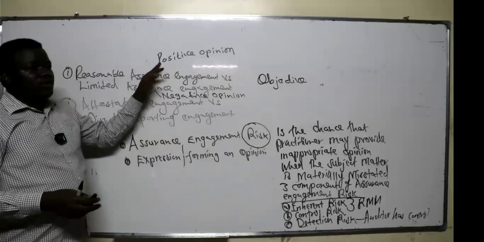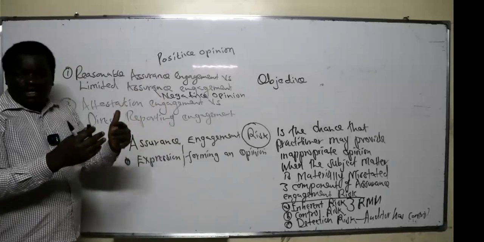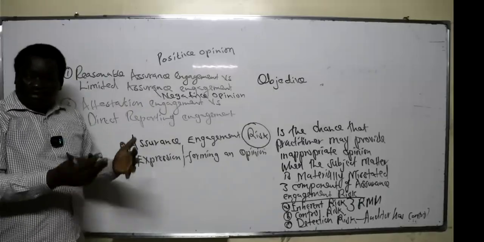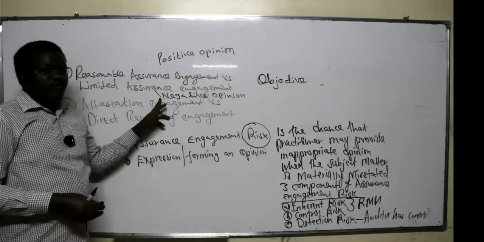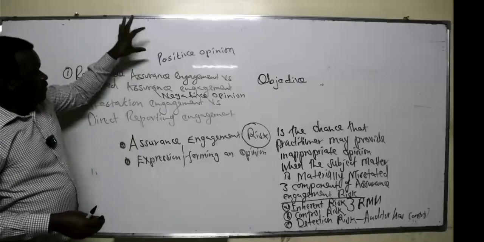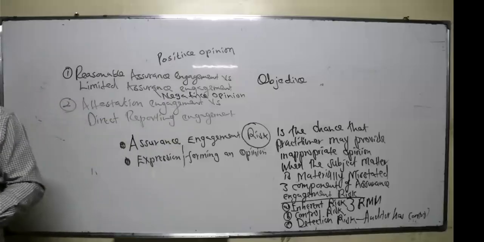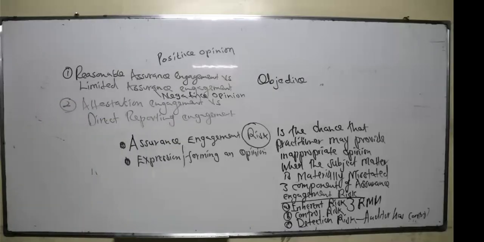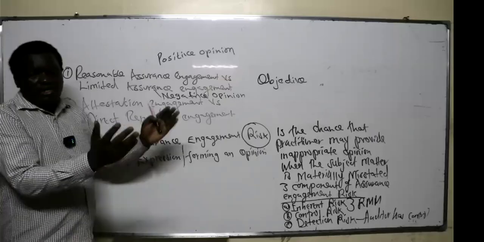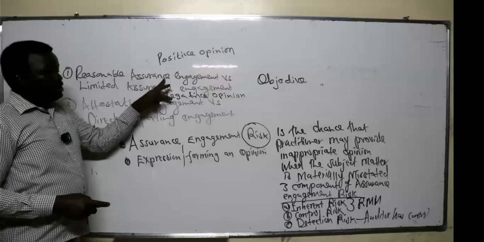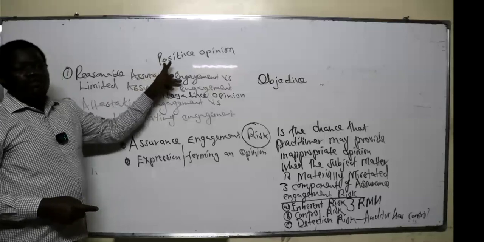So positive can also be something favorable, or it can also be an unfavorable opinion. The negative can also be favorable, or it can also turn out to be unfavorable. Now, there is a standard wording in the auditor's report or the practitioner's report on how that opinion is expressed. So there is a standard wording for how the practitioner expresses a reasonable assurance engagement by providing a positive opinion.